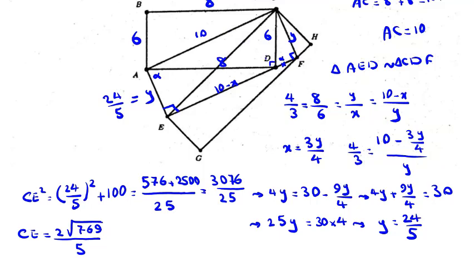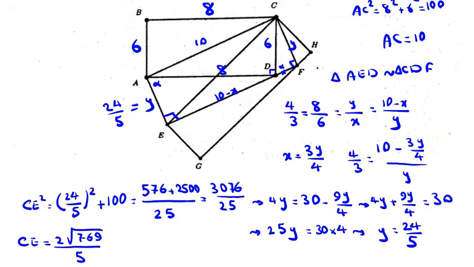Okay, now with the same thing, we want to find the length of this rectangle, rectangle CEGH. We found CE. We need to find only EG. So you call again this one W. This one is CE minus W, which will be 2 root 769 over 5 minus W. And then we want to find what it is. This length is, for example, let me call this one T.